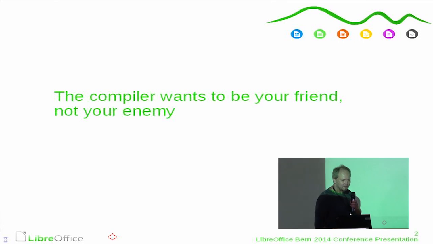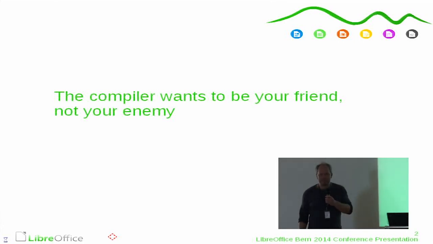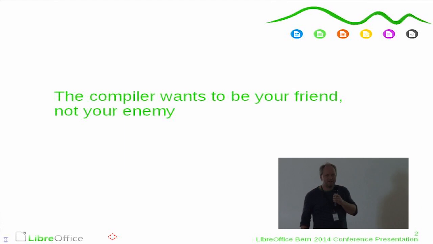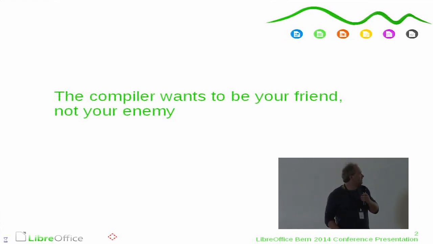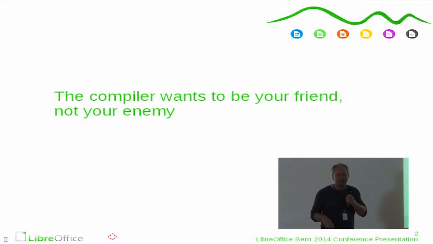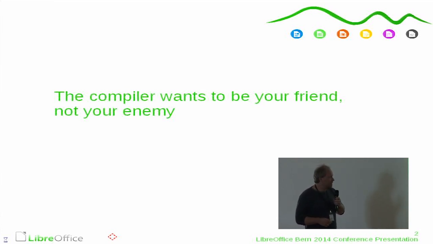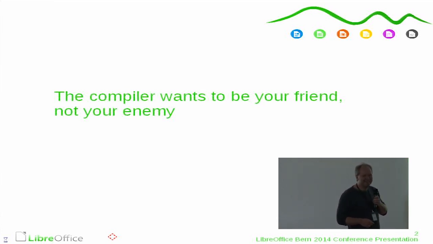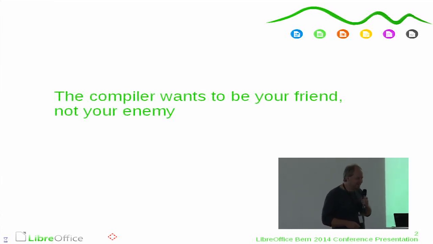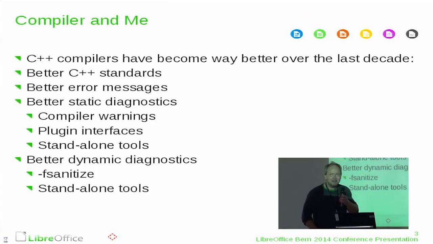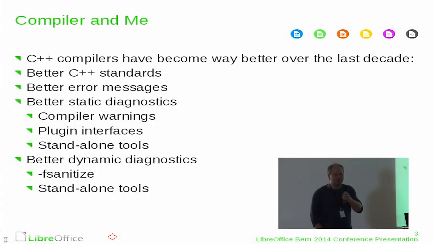So, just to get one misconception out of the way right at the start, the compiler wants to be your friend. Even if it spits incomprehensible 15-line error messages at you, what it actually wants to tell you is, I love you, I want to hug you, maybe hug you to death. That's what it actually wants to tell you, and you have to treat the compiler that way, and you'll have a good, fruitful relation with it.